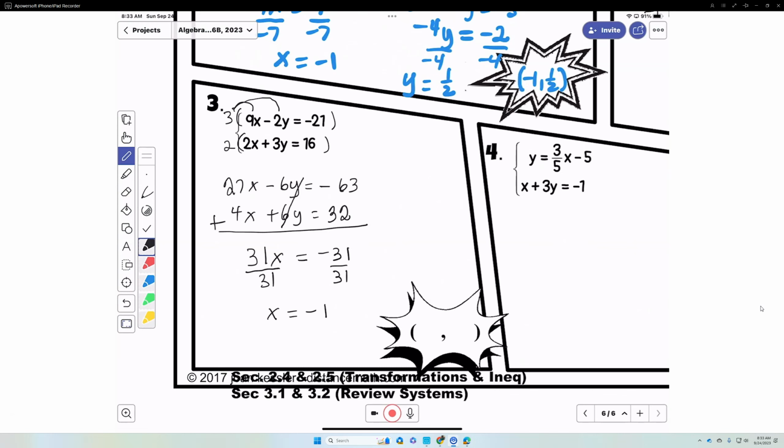Now, in this case, you can substitute into any of the two. So I have 2 times negative 1 plus 3y equals 16. So you have negative 2 plus 3y equals 16. 3y equals, and we're going to add 2 to both sides, so that's 18. Divide by 3, so the y value is 6. So the answer to this system is negative 1, comma 6.